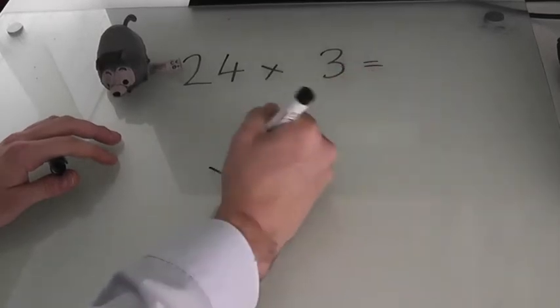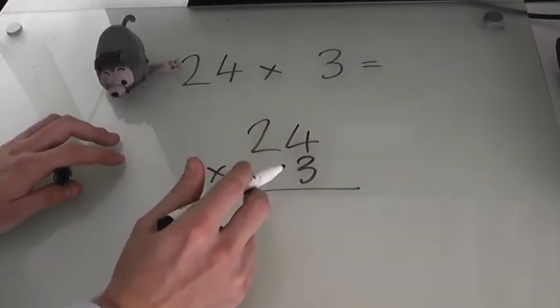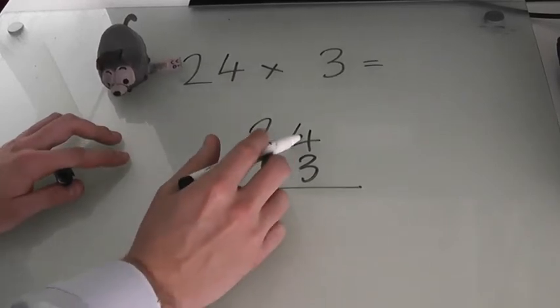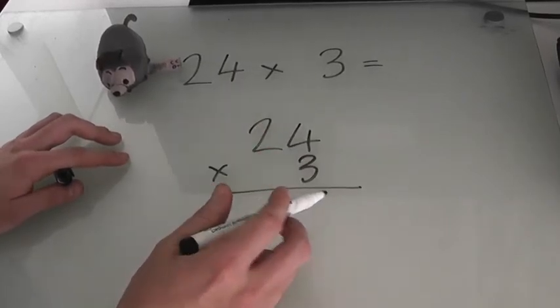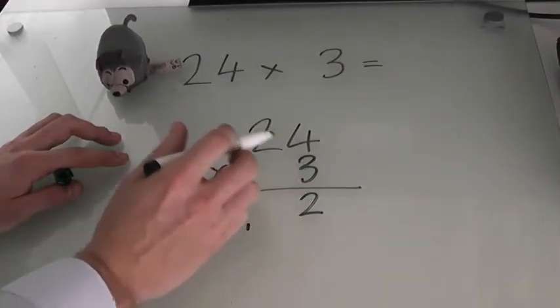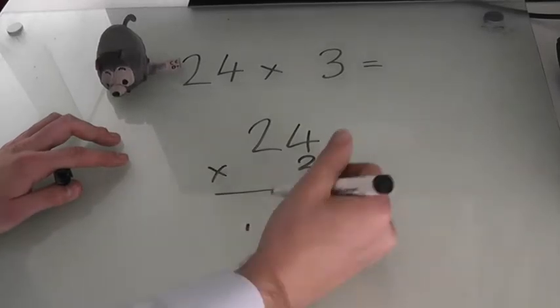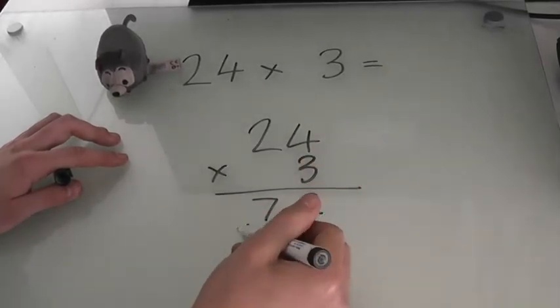So we've got 24 times by 3. Let's write it out. 24 times by 3. Notice I've still got my 3 lined up in my ones column. So first of all we do 4 times by 3, which we know is 12. Then we do 3 times by 20, so 3 times by 2 is 6. Add 1 is 7, and there's your answer, 72.